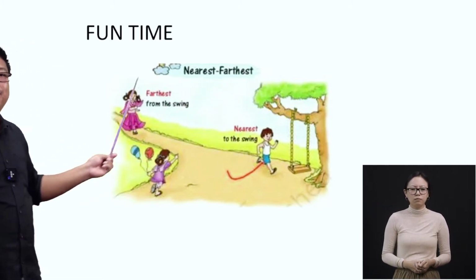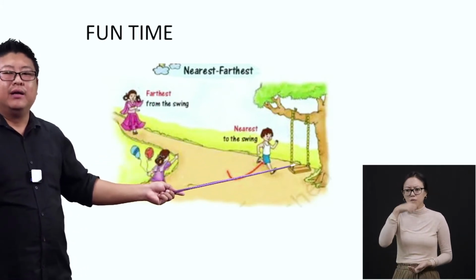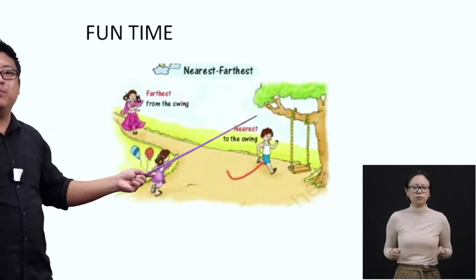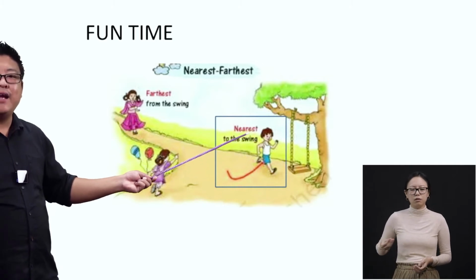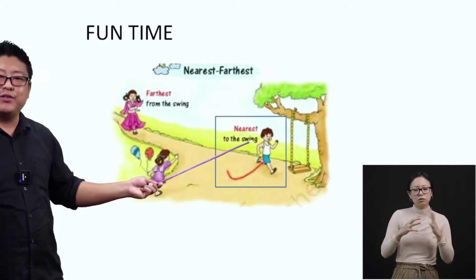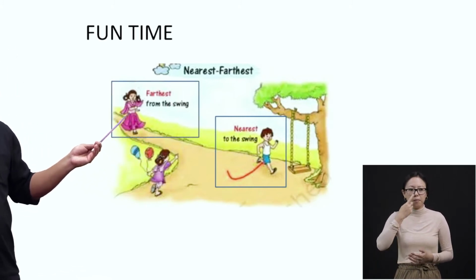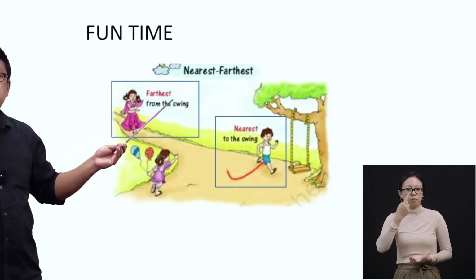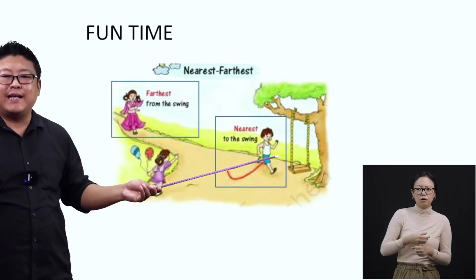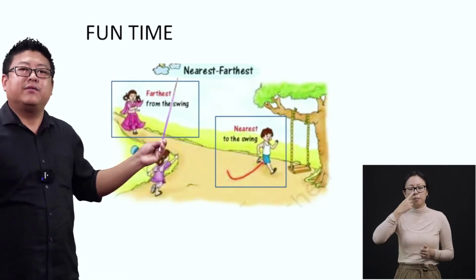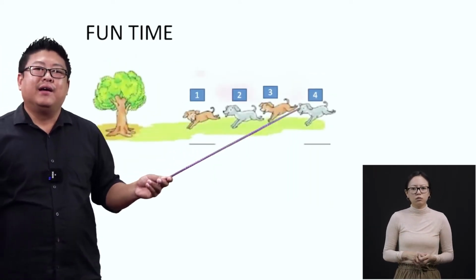If you look at this picture, let's try to identify who is nearest to the swing. The nearest to the swing is this boy here, right? So we can say that this boy is nearest to the swing. And if you look at the mother at the back, we can say that she is the farthest from the swing. She's very far from the swing. So we can say that she is farthest from the swing. All right, children? So this is about nearest and farthest.